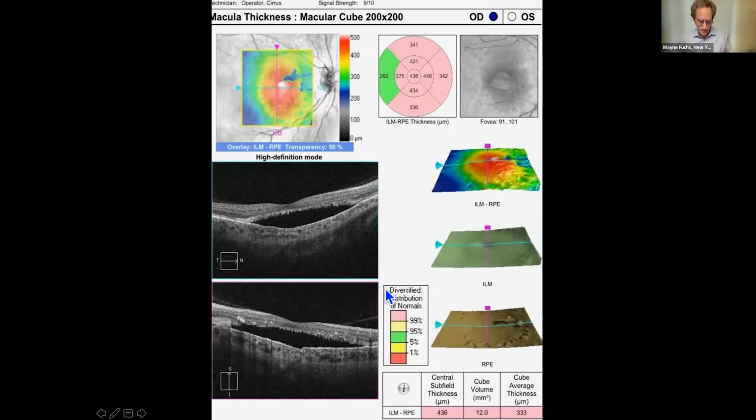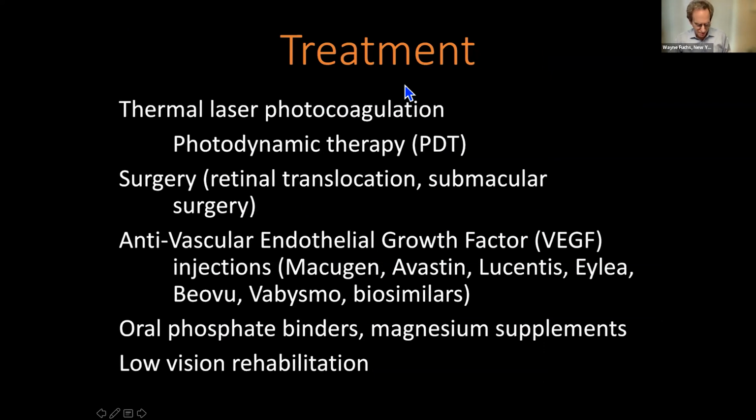Here's another OCT of a patient with a large area of subretinal fluid under the center of the macula, which we call the fovea. This increased central retinal thickness is color-coded for ease of evaluation and also documented quantitatively for future comparison. This brings us to treatment.